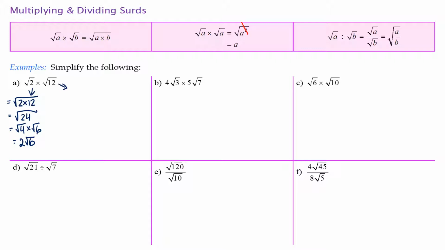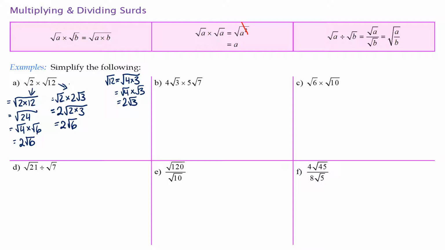My other option is to simplify my square root of 12 first. So the square root of 12 is equal to the square root of 4 times 3. So that's the square root of 4 times the square root of 3, which is 2 root 3. So I can come back and go, okay, I've got the square root of 2 times 2 root 3. So my number stays at the front. And then I go the square root of 2 times 3, which is 2 root 6. Okay, so I'd probably recommend simplifying first because that will make it easier to do the final answer. Otherwise you could end up with some huge numbers.